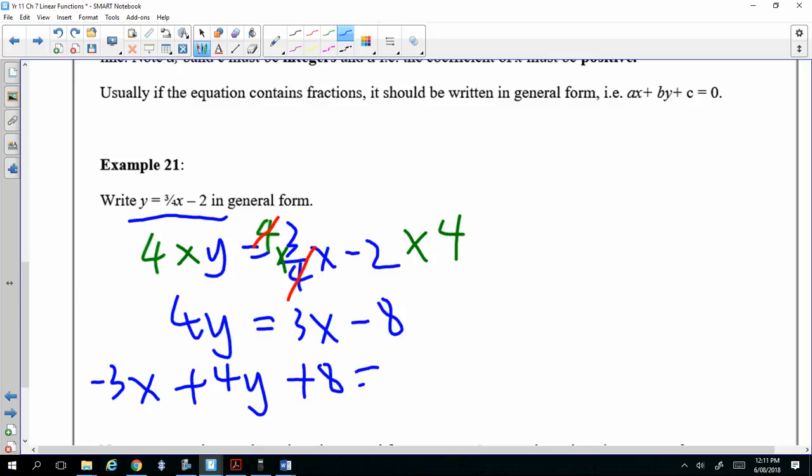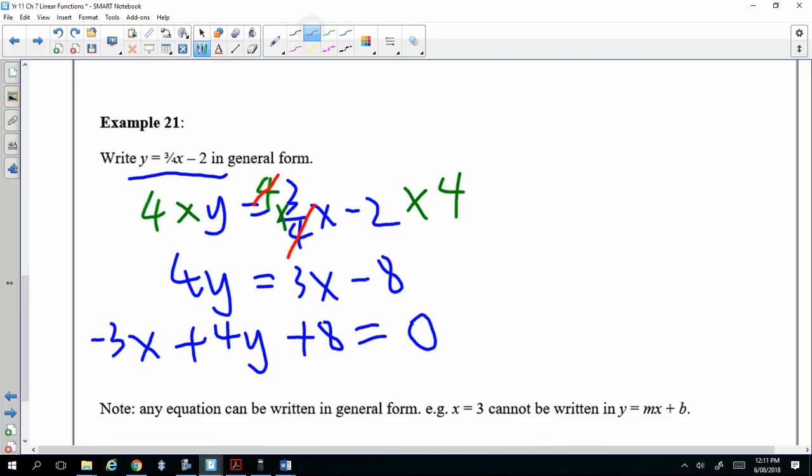Now it's in general form. If we make the coefficient of x positive, so multiply everything by -1, you will get 3x minus 4y minus 8 equal to 0. That's your equation in general form.